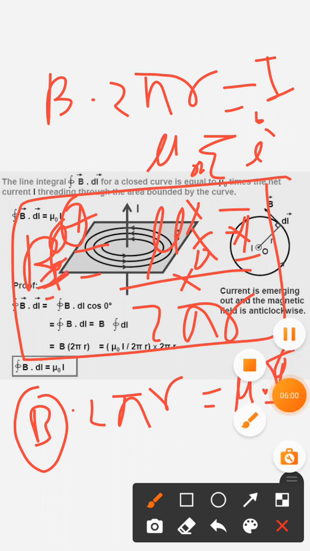In the next lecture, we will find out how we can calculate the magnetic field due to a solenoid.